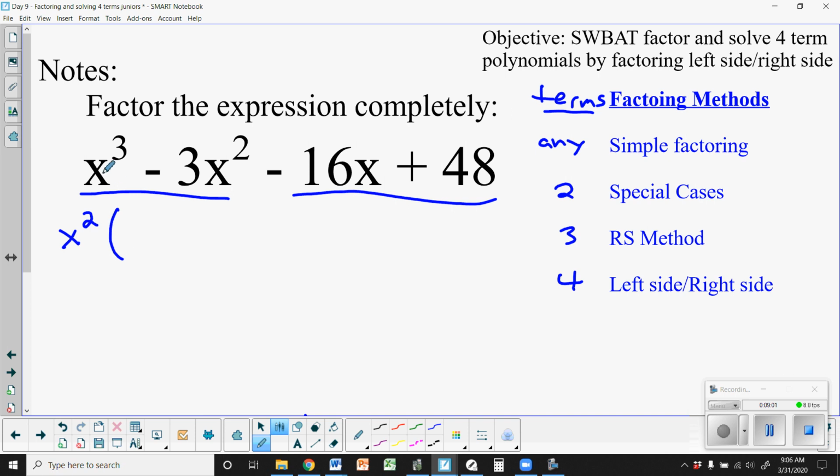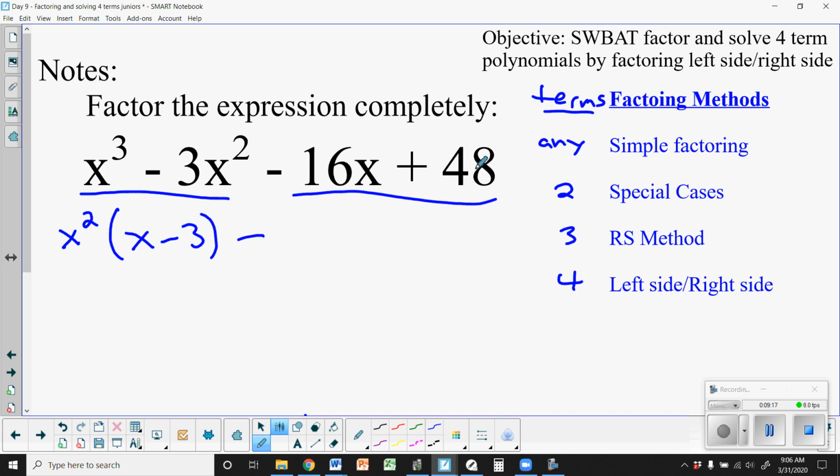And then we're left with, so x cubed divided by x squared is going to be x. Negative 3x squared divided by x squared, it'll be x to the 0, so the x's will cancel out, so we have minus 3. All right, and if it's minus in between, we write minus.